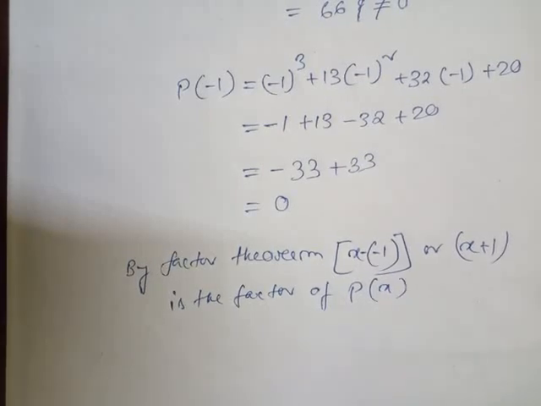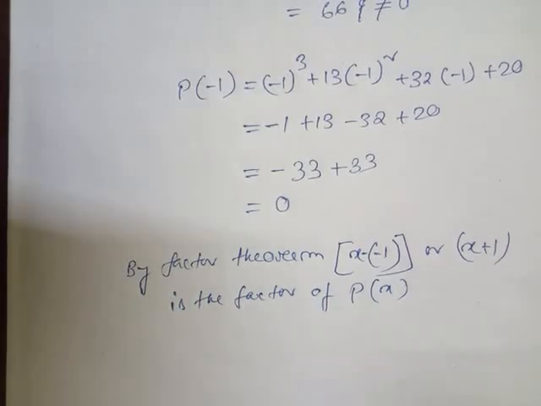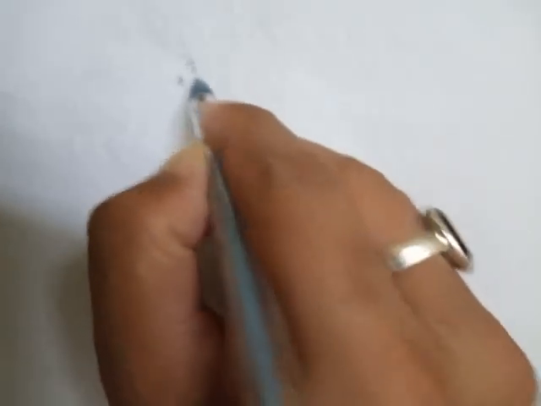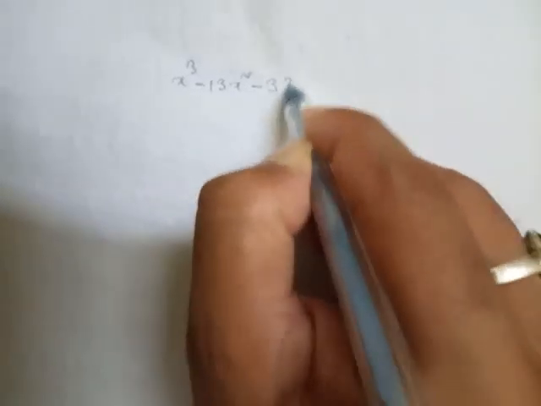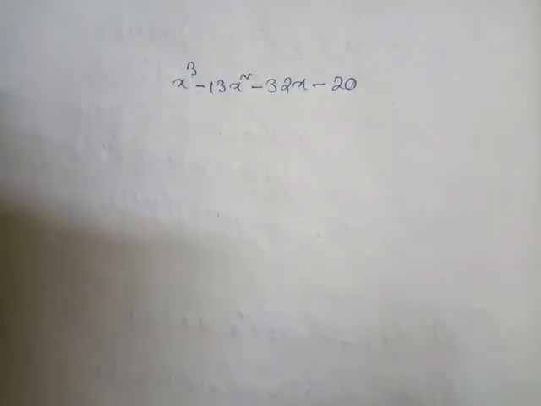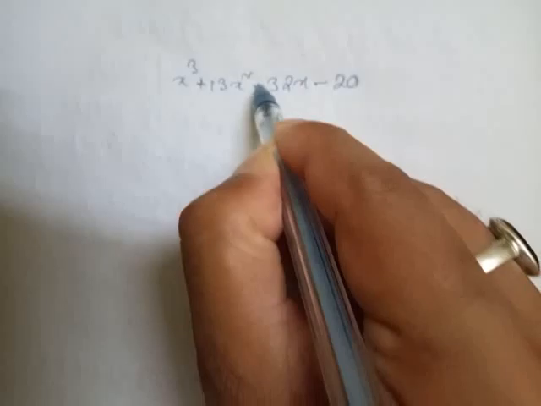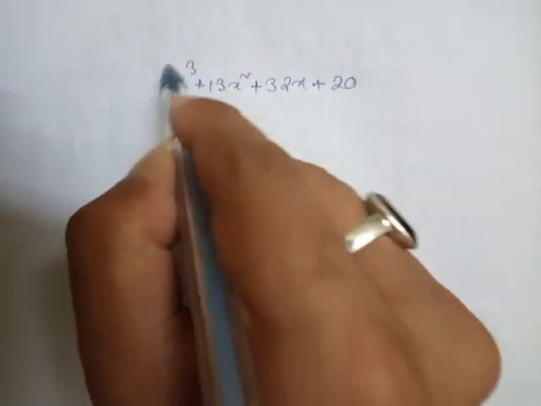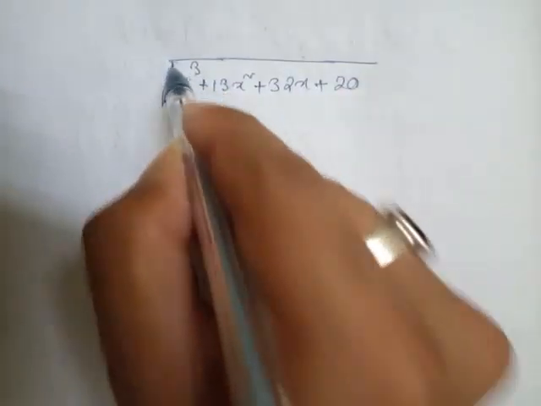p(x). Since x plus 1 is a factor of p(x), obviously p(x) will be divisible by x plus 1. Now let's go for the long division. Here students, we'll go for the long division: x cube plus 13x square plus 32x plus 20. Sorry, these are all positive. And this will be divided by x plus 1.